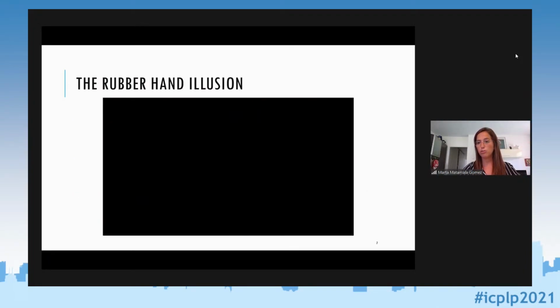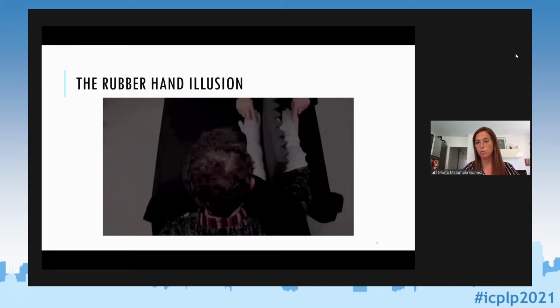And one of the best-known examples of the body ownership illusion is the rubber hand illusion, a study that was conducted by Botvinick and Cohen in 1998, in which they induced a multisensory conflict between the vision and the tactile sensory stimuli. So I will show you this video in which you will clearly see this effect.